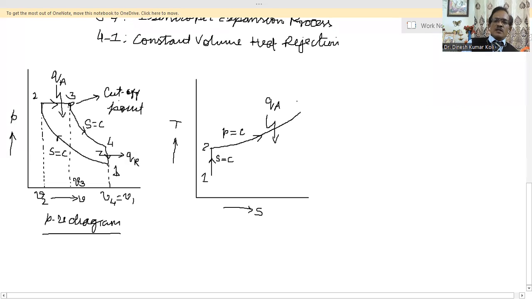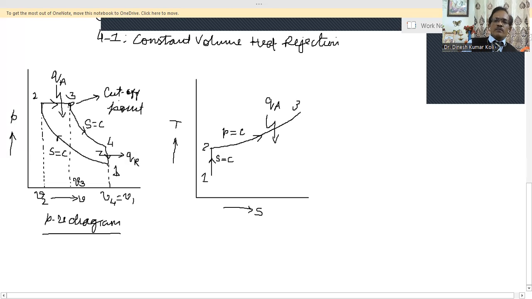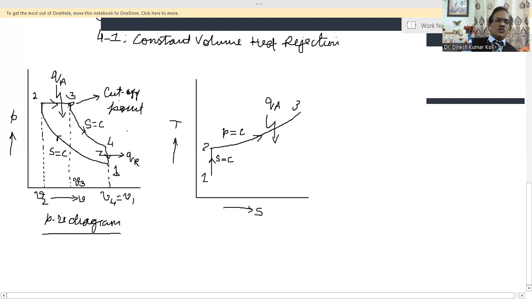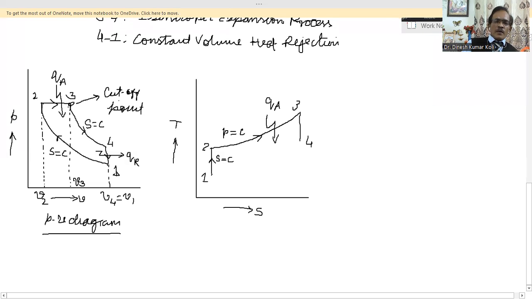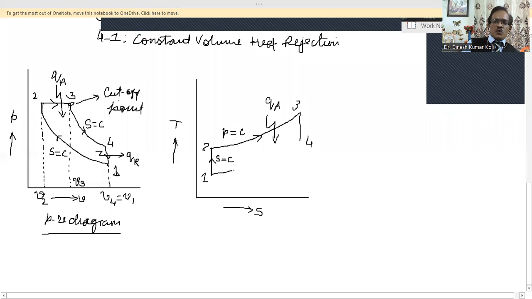At this point is 3. Then 3 to 4, which is on the previous PV diagram also, 3 to 4 is isentropic expansion process. It is at the constant entropy. This point is 4, and this 4 to 1 is a constant volume heat rejection.